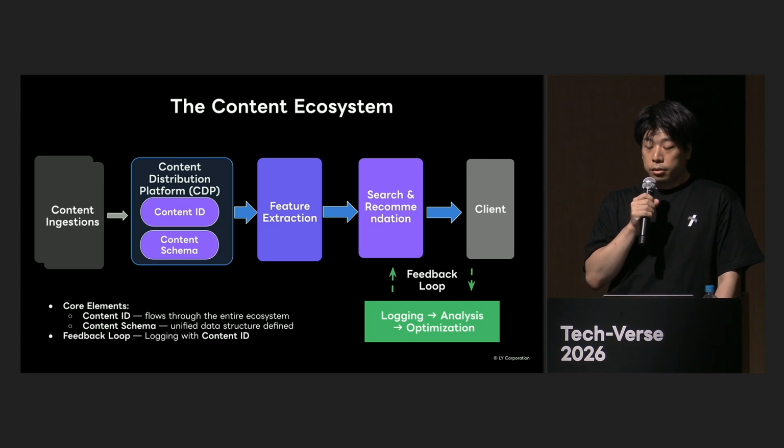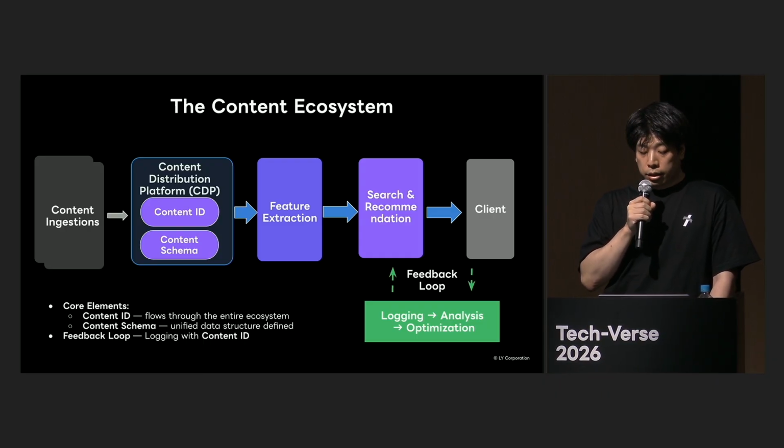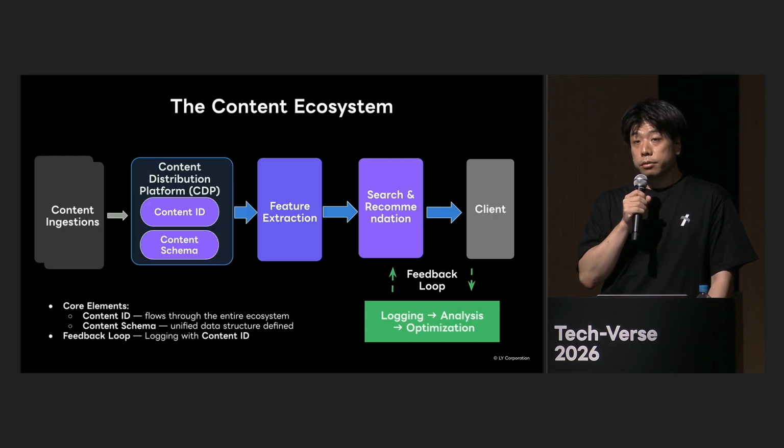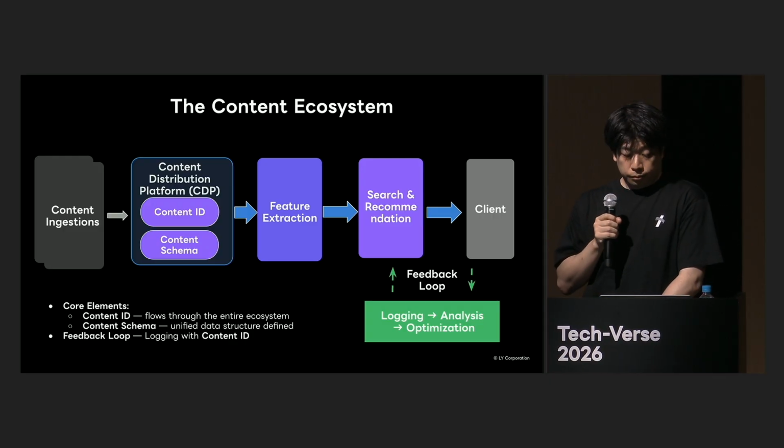And one more thing I want to emphasize is this feedback loop. User browsing and compounding remain in the logs with a content ID. After analyzing the effects, we return to the search keywords. As this loop continues to turn, we aim to ensure that the delivery frequency is maintained.